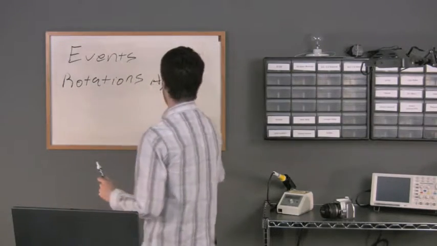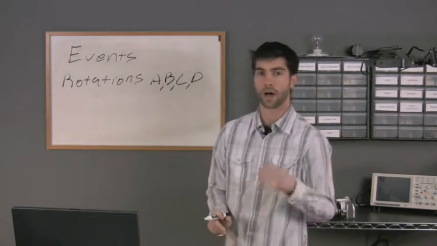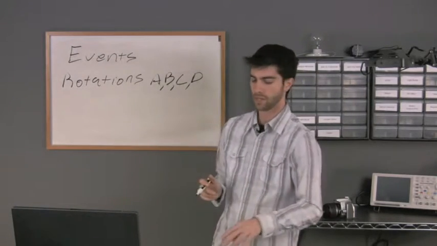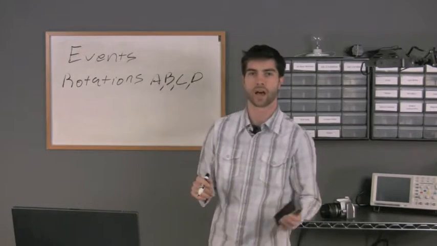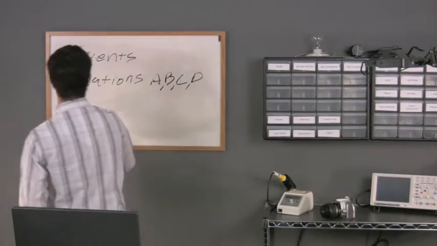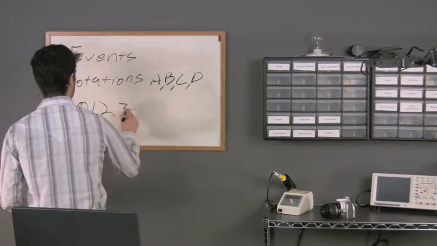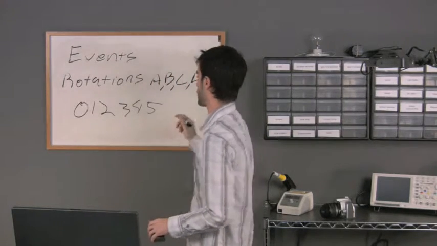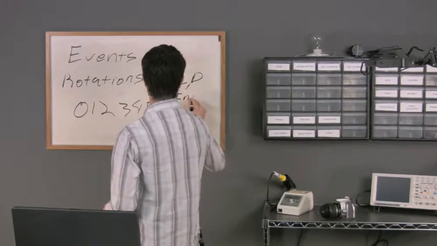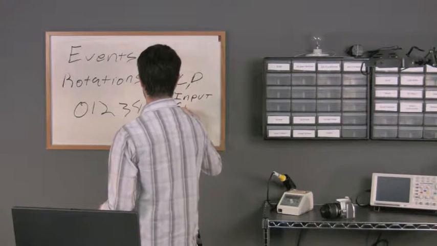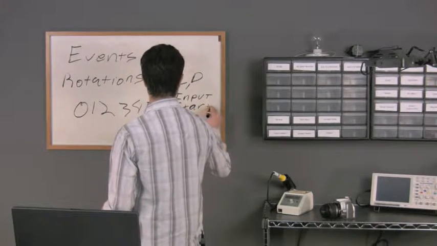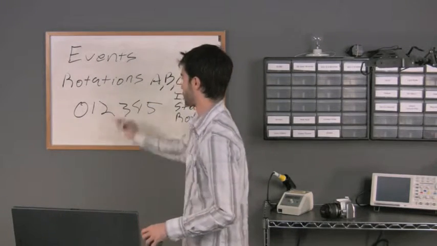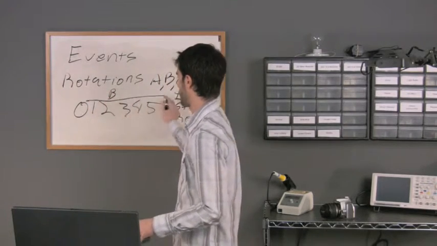Now let's talk about an auto rotation. An auto rotation is just something that you start, okay? It's kind of the same as the other one. We could say rotation B is an auto rotation. We can say it has 5 counts, okay? And we could say input 1 starts rotation B. This is rotation B, and it's an auto rotation.